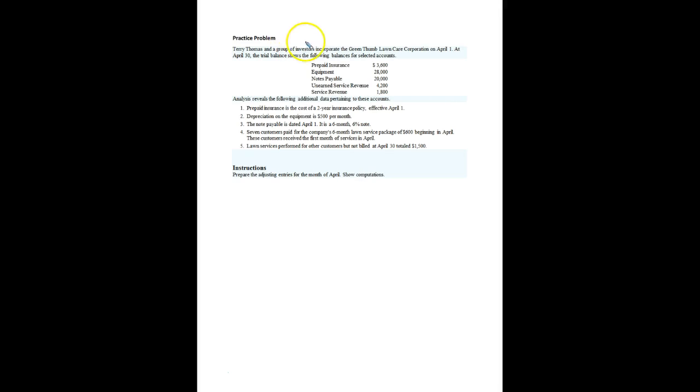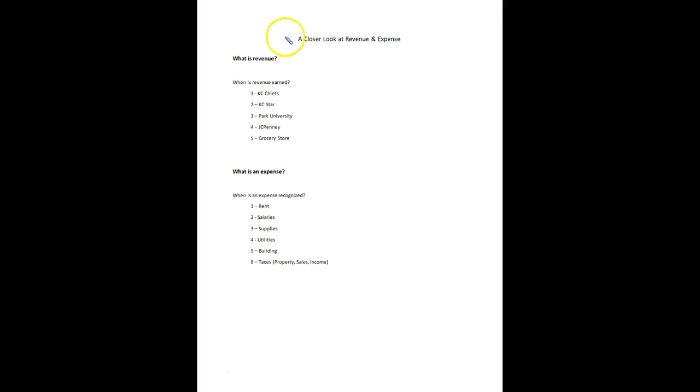So we went through some examples. We're not going to do this practice problem. That was just if we had time, which we didn't in class. Looking a little closer at revenue and expenses.